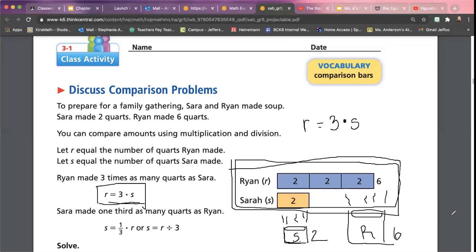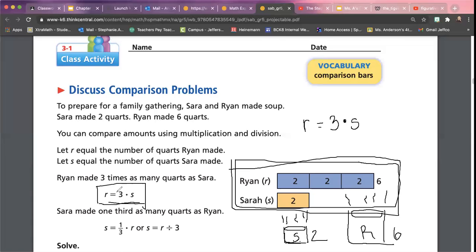So some of us can look at that comparison bar and be like, okay, I totally get it. Others of us, and I know this for myself, need to think of a real life example. In this example, I think of a big pot of soup. We're going to the party. Sarah's like, hey, here's my small pot of soup. Ryan's like, wow, here's my huge pot of soup. So hopefully that helps you get this visual going. If you need to draw the pictures, draw the pictures.